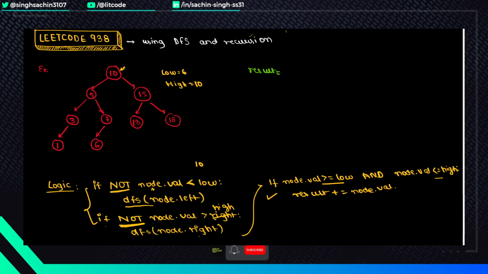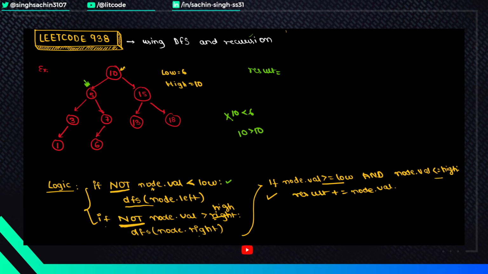Okay, so we will have 10. Is 10 less than 6? No, right? So this condition will come true, and we will process the left subtree of it. Let's check the other condition. Is 10 greater than 10? No. So we will also check this one as well. Now comes the result. So we'll have 10 in it because it lies between the range as well.